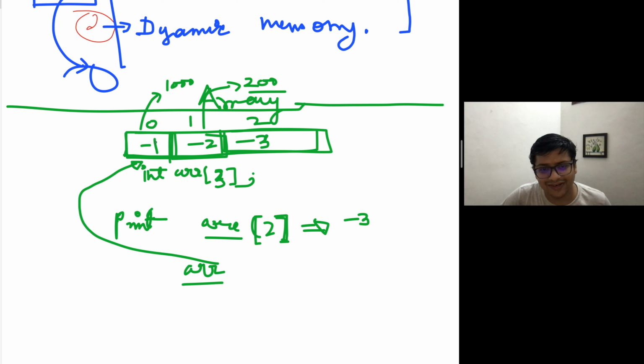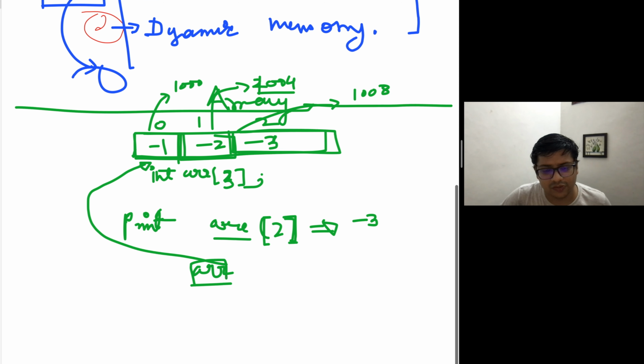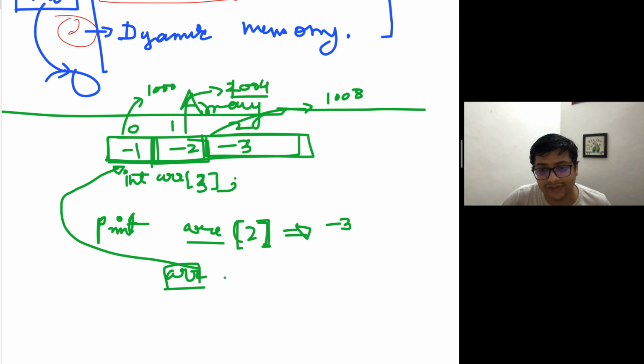An integer variable generally takes 4 bytes of space. So the next starting address is 1004 and the next starting address is 1008. So this particular array name is pointing to the starting address of the first element. What is the starting address? The starting address is 1000. So we can say that it is basically a pointer which is pointing to the start of the array, which has the address of 1000.